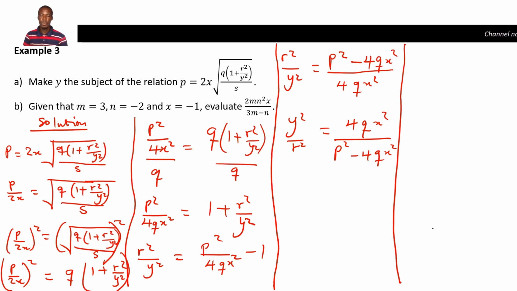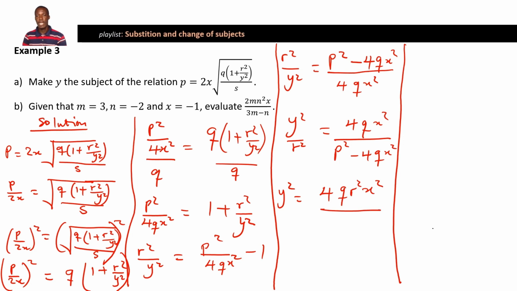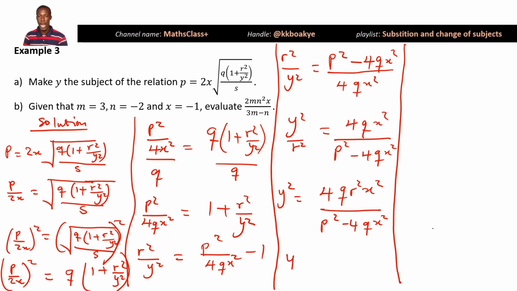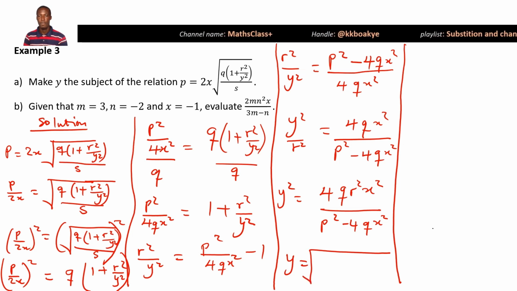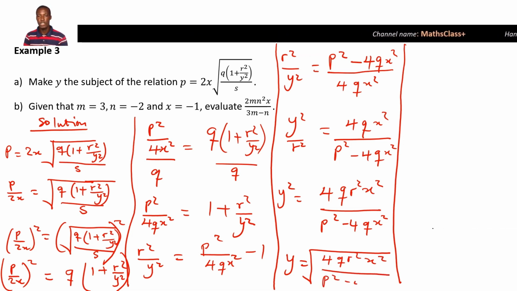Okay, now we multiply through by r squared. That will give us y squared is equal to 4q r squared x squared divided by p squared minus 4qx squared. Now what we do next is to find the square root of both sides, and so that will give us y is equal to the square root of 4q r squared x squared divided by p squared minus 4qx squared as our final answer.